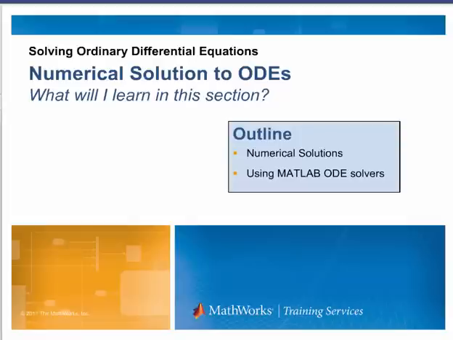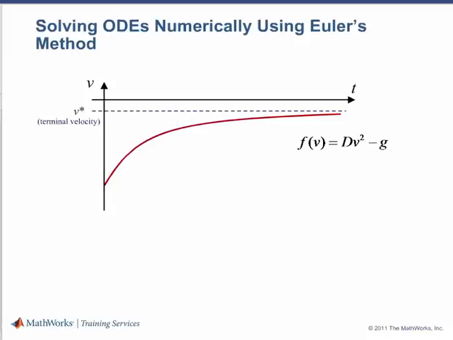We'll briefly review different methods for obtaining numerical solutions. We'll then see how to use MATLAB ODE solvers and compare solutions obtained from different methods. The simplest numerical method for solving ODEs is the forward Euler approximation. To apply this method, we start with a given initial value of the solution at time 0. In our example, we start with the initial velocity of the probe.